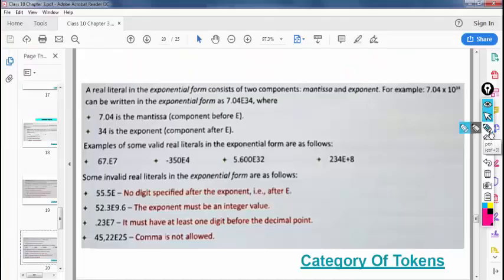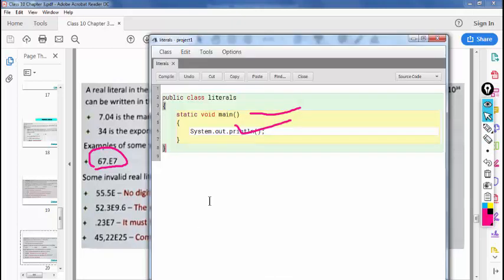And now you can understand what is mantissa and what is exponent. So let's take this example given in the book, 67.E7. Okay. So whatever number is present towards the right of the letter E, that represents the exponent part, and whatever number is present before the decimal point is the mantissa. So let's write a code for it and see what is the output.